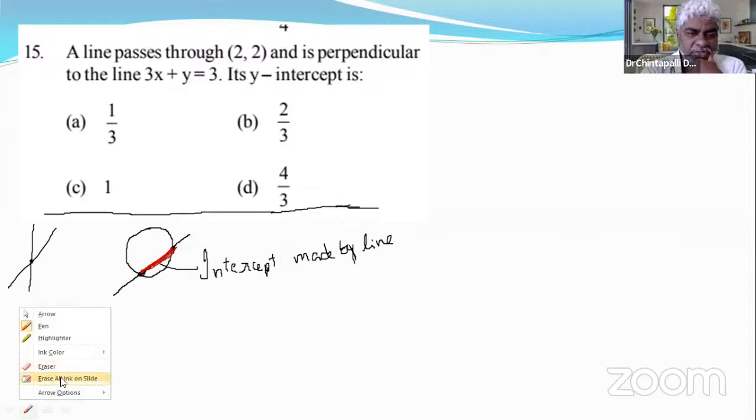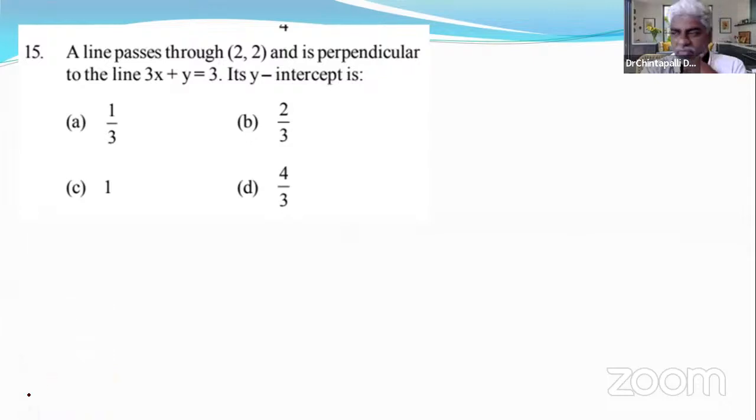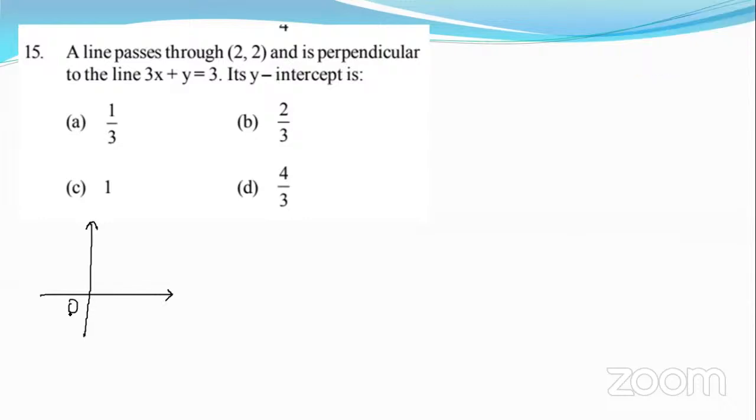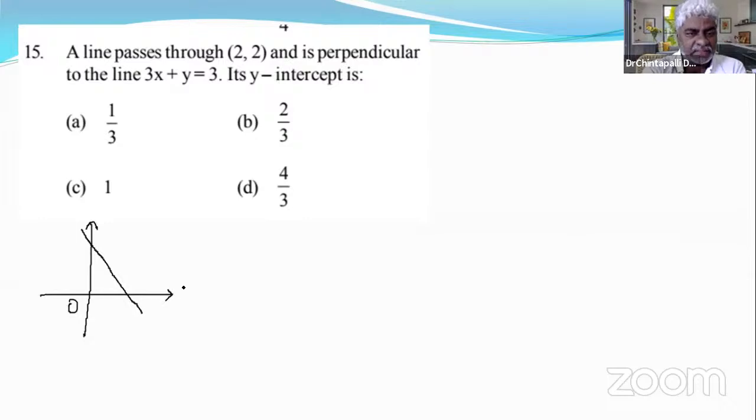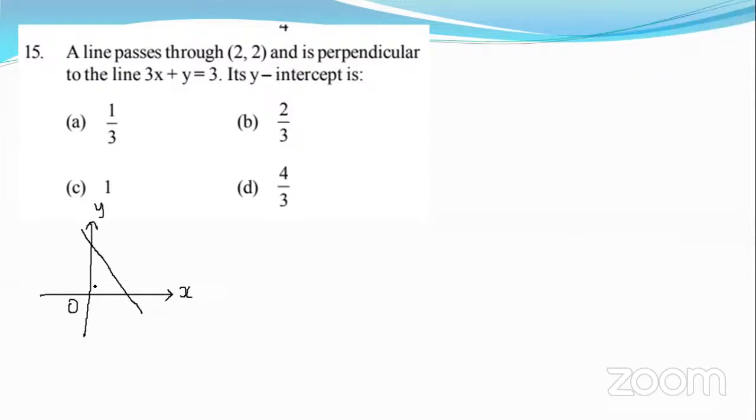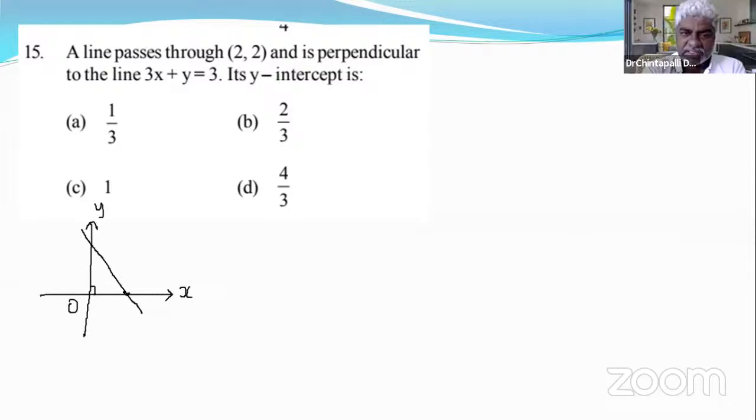Now, coming to the concept of straight lines, when intercept is mentioned, you must understand that it is x-intercept and y-intercept. That means intercepts on the XY axes. X axis, Y axis, origin. If a line cuts the coordinate axes, X and Y are called coordinate axes, right?